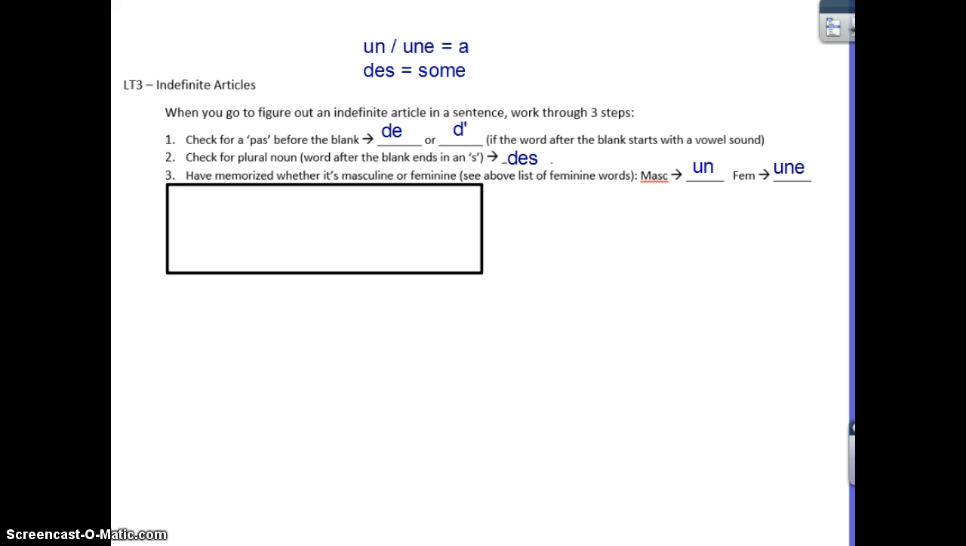We've talked about this in class, so this is just going over this again. When you're faced with choosing an indefinite article, the first thing I want you to ask yourself is, when you're getting ready to use an article, is there the word pas right before it?